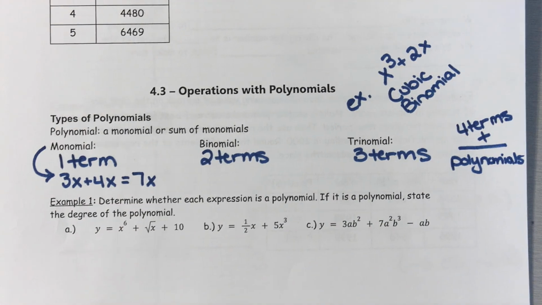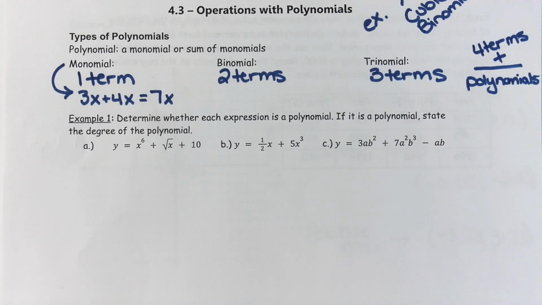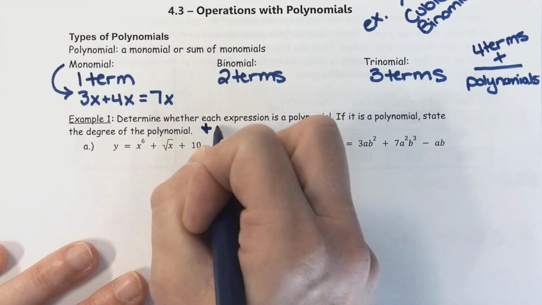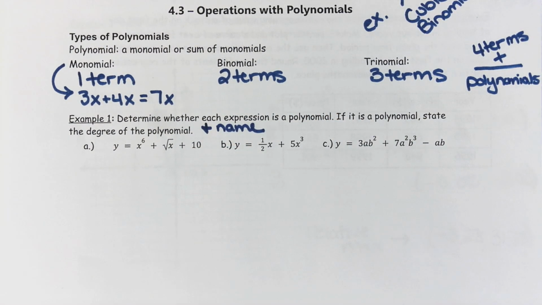Okay, let's come down here, look at some more examples. It says, determine whether each expression is a polynomial. So this is kind of coming back from section 4.1 as well. And then we are going to state the degree of the polynomial. And let's also name it. State the degree, and we're going to name it with a first and last name. They don't get middle names.